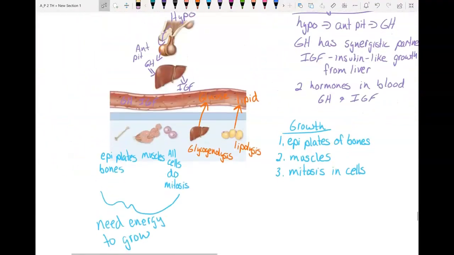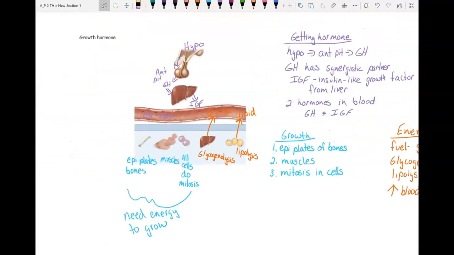So growth hormone is controlled by the hypothalamus. It's released by the anterior pituitary. It stimulates the liver to secrete insulin-like growth factors. So then you have the two hormones working synergistically together. They stimulate growth, the epiphyseal plates of your bones, your muscles, and by telling cells to do mitosis. And they give you the energy to grow by stimulating the liver and the adipose to release stored nutrients, which is the diabetogenic effect.